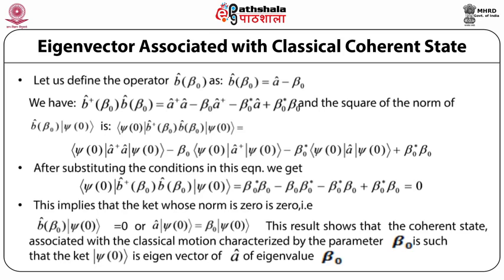That is, if the operator B(β0) acting on the ket vector ψ0 is equal to 0, then operator A acting on ket vector ψ0 is equal to β0 times ket vector ψ0. This result shows that the coherent state associated with the classical motion characterized by the parameter β0 is such that the ket vector ψ0 is the eigenvector of the operator A having the eigenvalue β0.